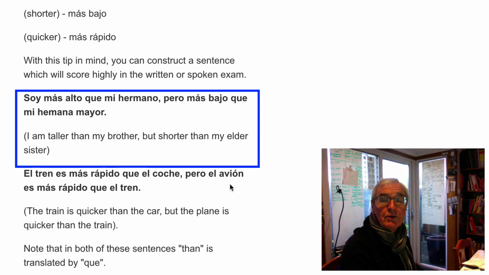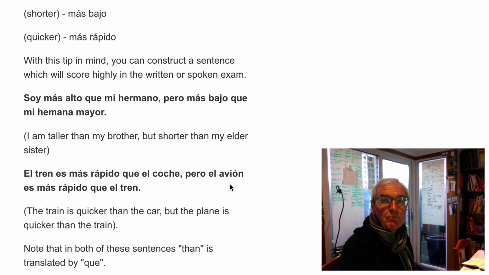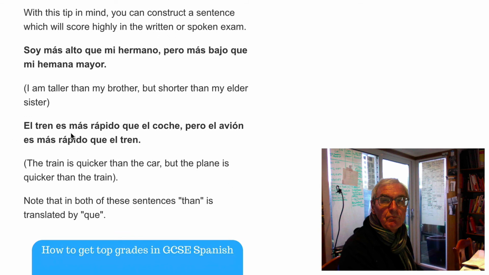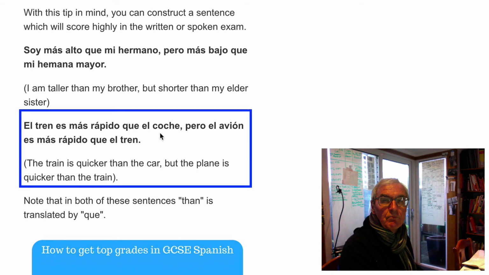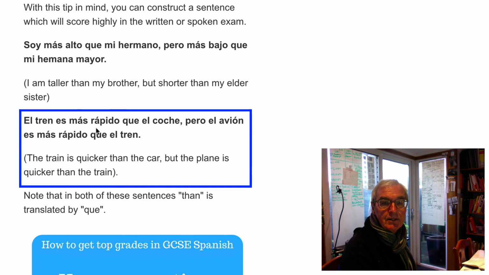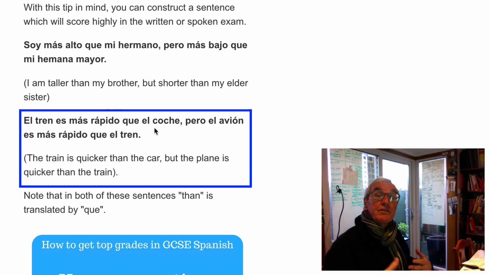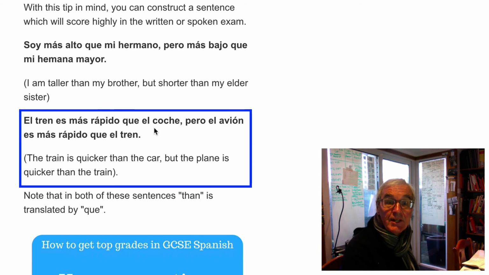Okay, just one more example, then I'm going to wrap it up. El tren es más rápido que el coche, pero el avión es más rápido que el tren. So here's my comparative, más rápido. Rápido meaning quick or fast, más rápido, faster. So the train is quicker than the car, but the plane is quicker than the train. And here we've got our comparison again, más rápido.